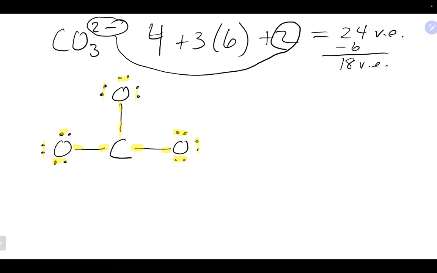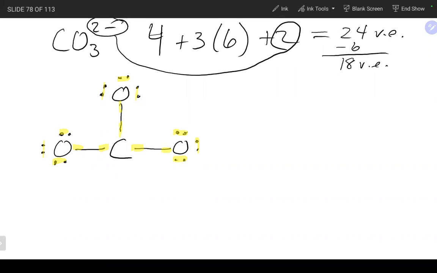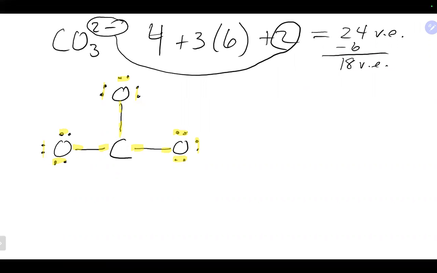So I need to make a double bond. Can I double bond the top oxygen and just do this? Clearly I can, but should I do it? I should not, for the exact same reason. I now have 26 electrons. My oxygen up on top now has 2, 4, 6, 8, 10, way too many electrons for oxygen to have.